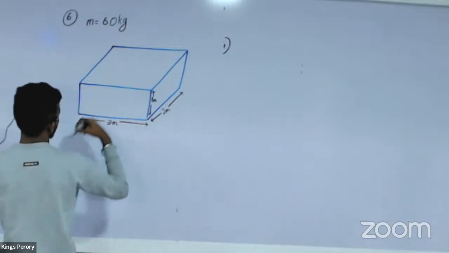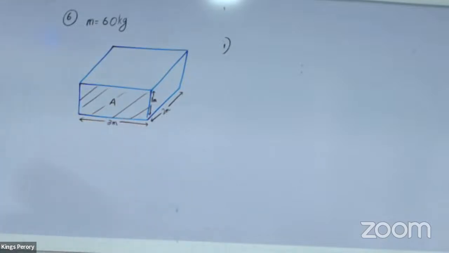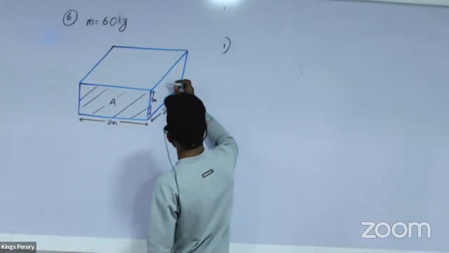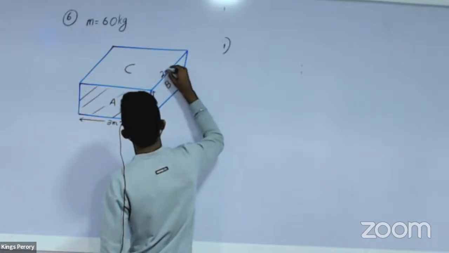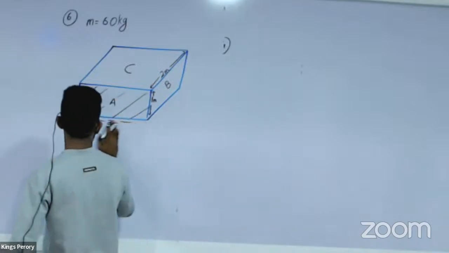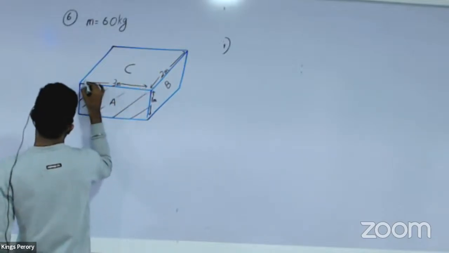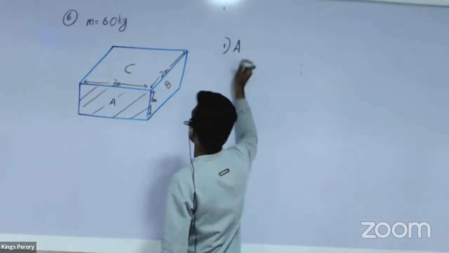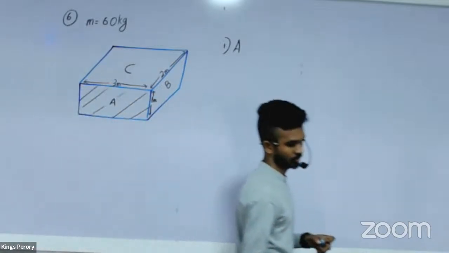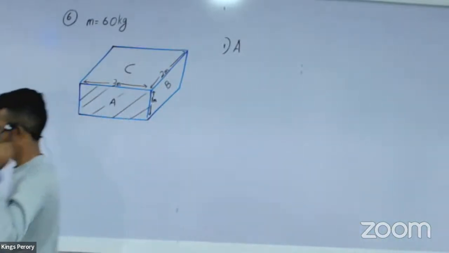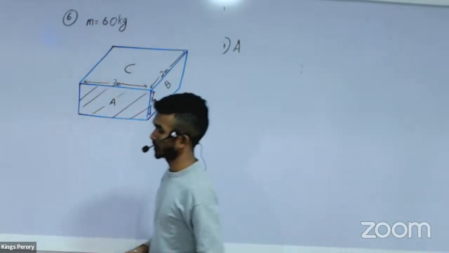Under that, Roman number 1. Calculate the pressure exerted when phase A is kept in contact with the surface.